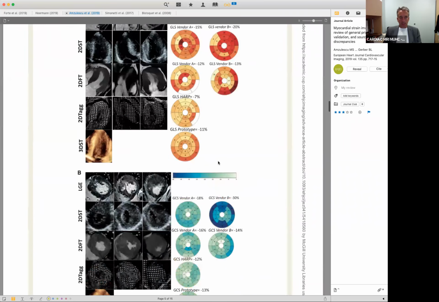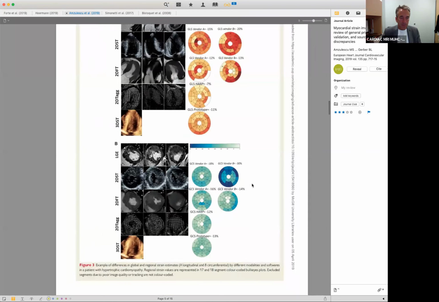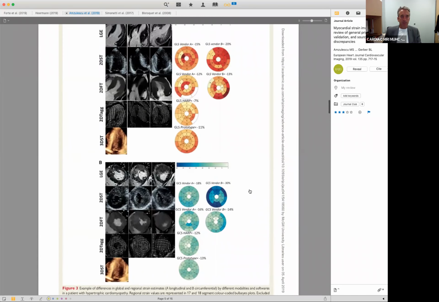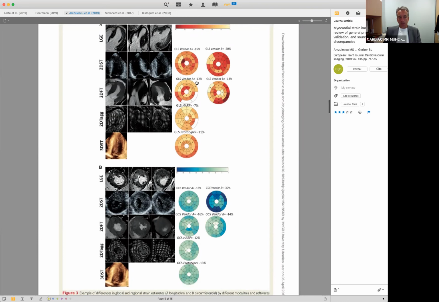So figure 3 summarizes the differences, or gives examples of differences, between different vendors. Here's the late gadolinium enhancement, 2D speckle tracking, then feature tracking, tagging, and 3D speckle tracking. And you see, if you compare them, they come to quite different results, both in terms of the regional distribution but also in terms of the quantification.